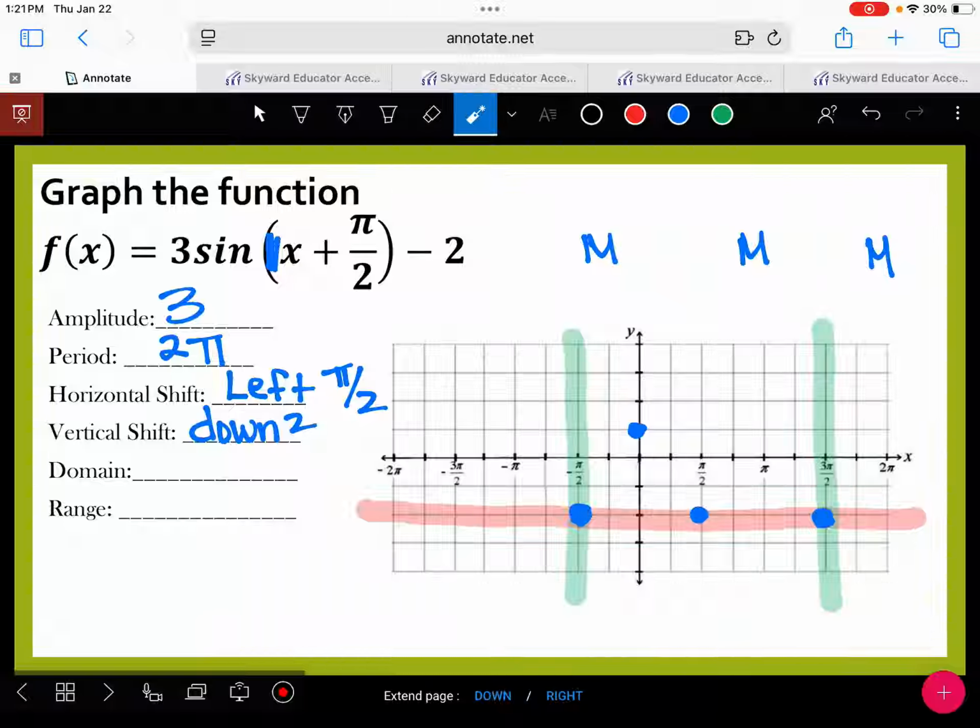Sometimes my little laser pointer wants to work and sometimes it doesn't. But from this point, go down 3. So that's going to hit me off our grid. And that would be 1 revolution.